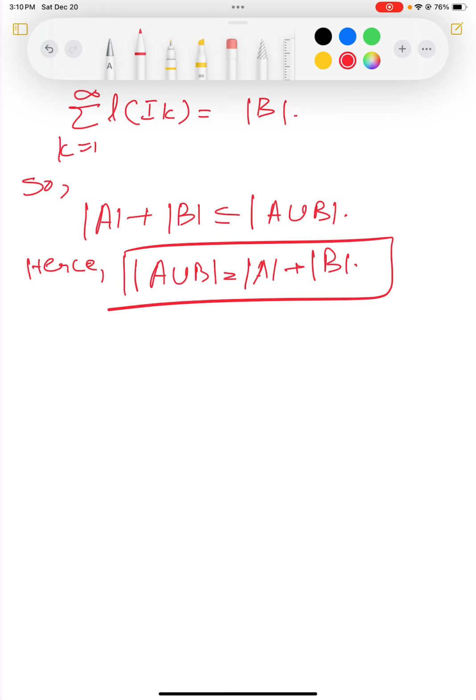So we proved another result. First, if we have two disjoint sets and one of them is an open interval, and the second case we saw that if one of them is open, then our Lebesgue outer measure is a measure.